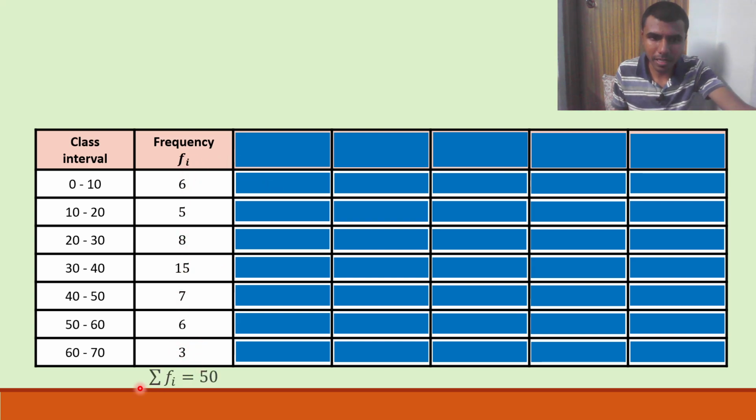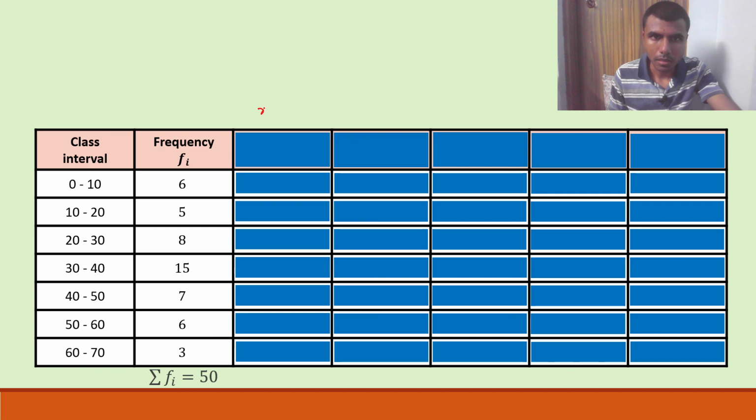So sigma fi is 50. This was the first thing, and this is also called N. Sigma fi is capital N, which you will see later. Now next, we are asked to find the mean deviation from mean, which means I need to first find out the mean.